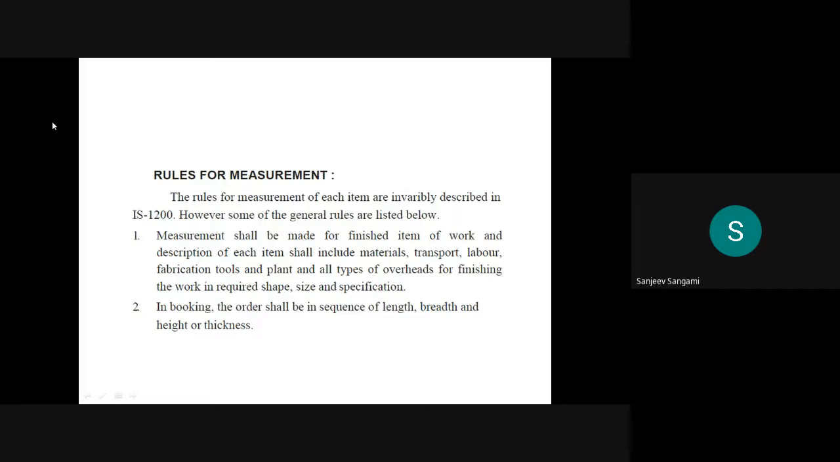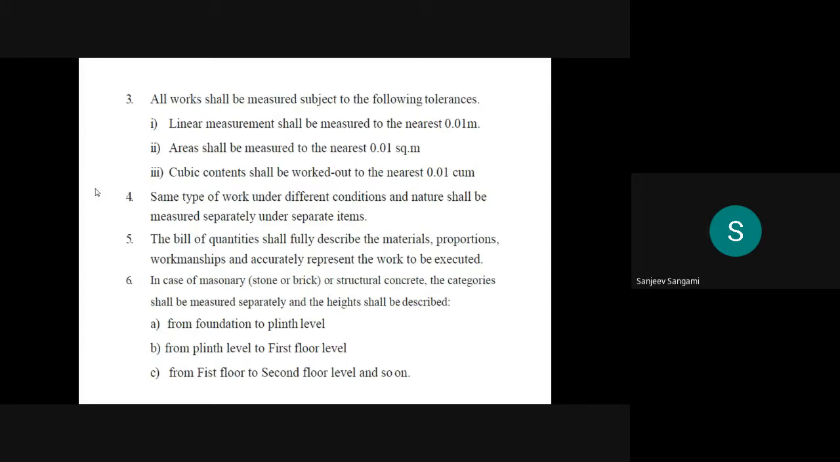Second, in booking, the order shall be in sequence of length, breadth, and height or thickness. Whenever you are ordering any materials, go in order: how much length is required, how much breadth is required, how much thickness is required. For example, if you are ordering any pipe material, how much diameter I require, how much length I require. So let it be in sequence.